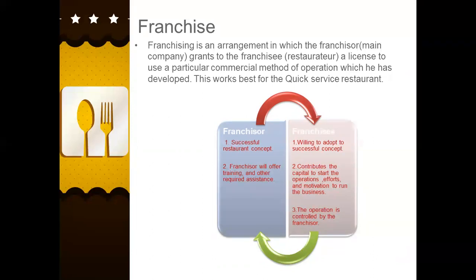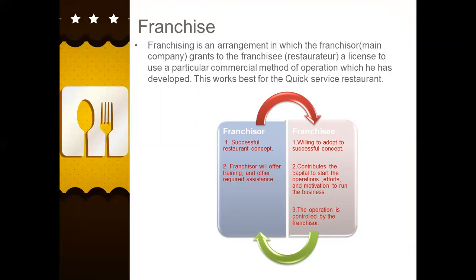Now, what is the franchisee going to do? He's going to adopt a successful concept from a franchisor, and the franchisee is going to contribute the capital to start the operations and efforts. And indeed, he needs to be motivated to run the business.